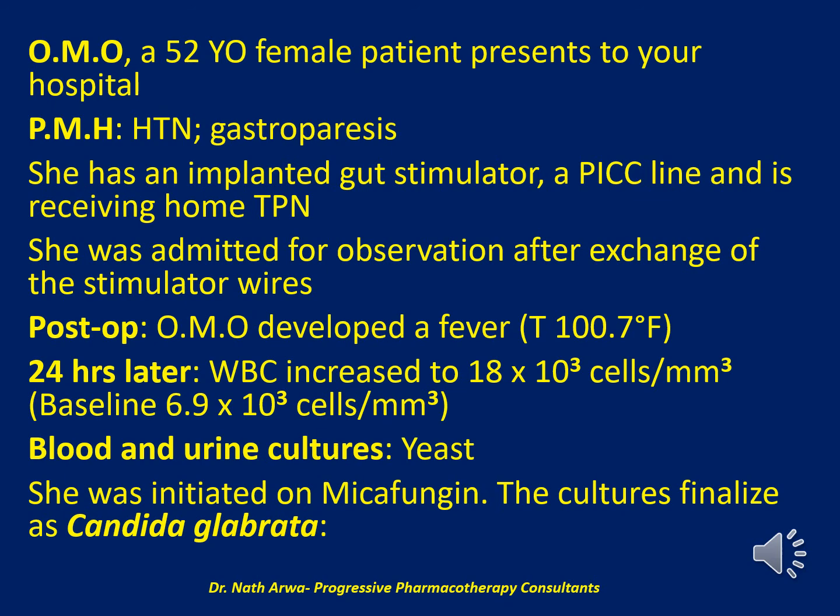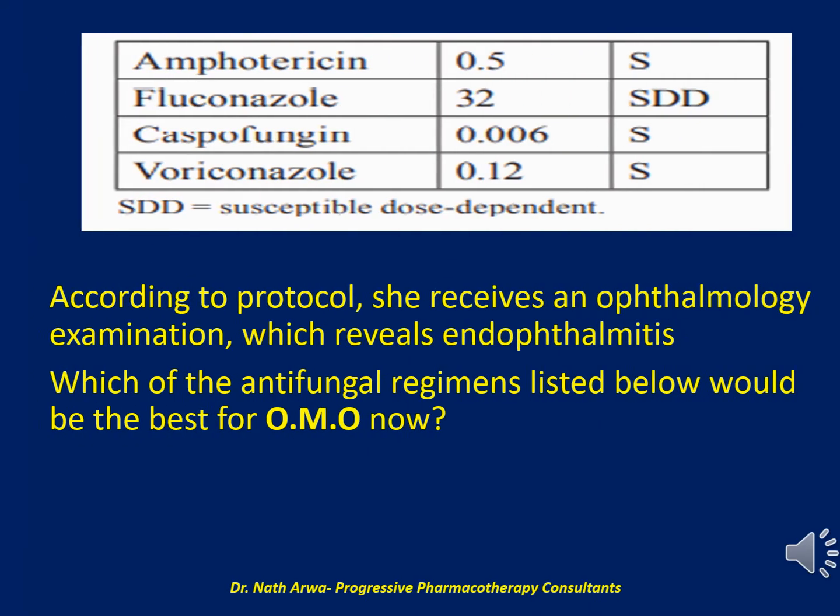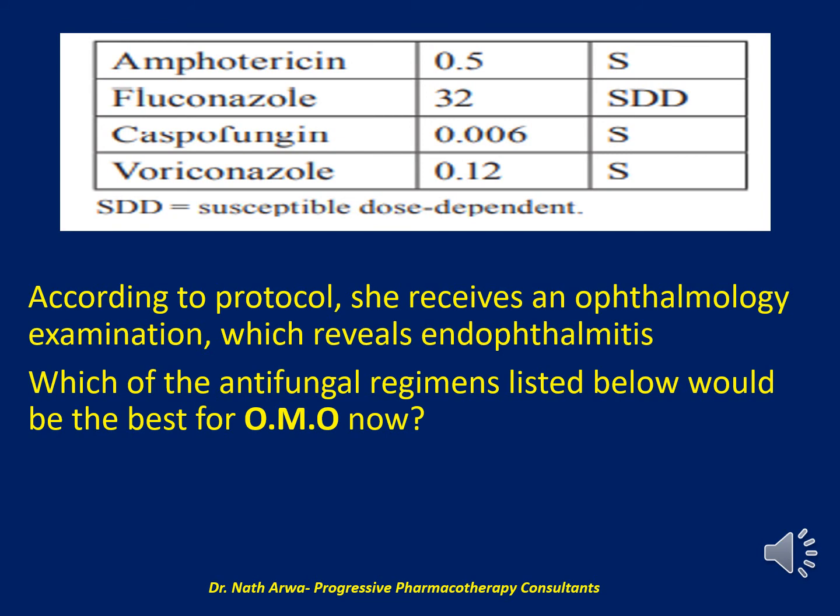Her blood and urine cultures grew yeast. She was initiated on micafungin. The cultures were finalized as Candida glabrata. The Candida glabrata is susceptible to amphotericin B, susceptible dose-dependent with respect to fluconazole and susceptible to both caspofungin and voriconazole as shown in the table summarizing the susceptibility results. According to protocol, she receives an ophthalmology examination, which reveals endophthalmitis. So, my question to you is, which of the antifungal regimens listed below would be the best for OMO now?